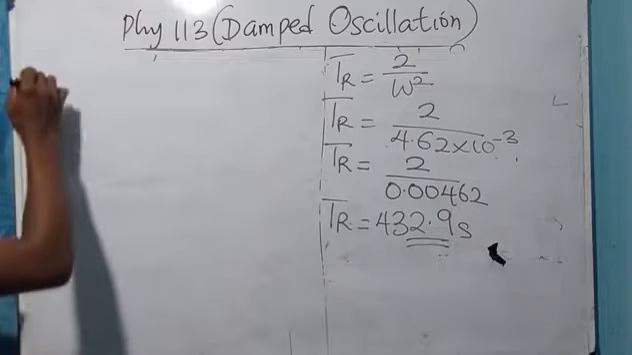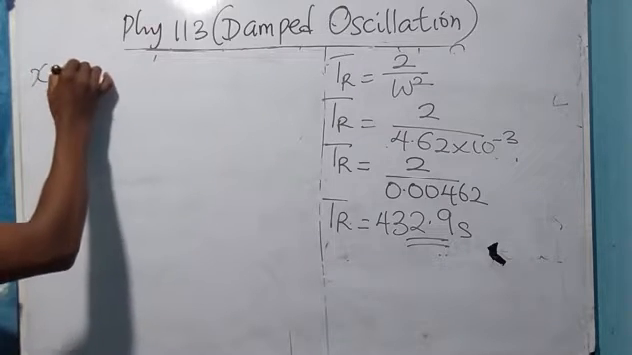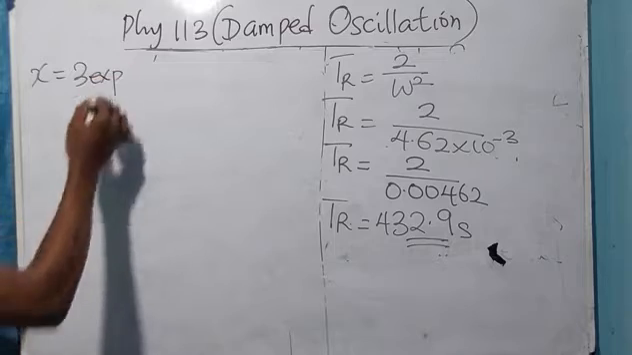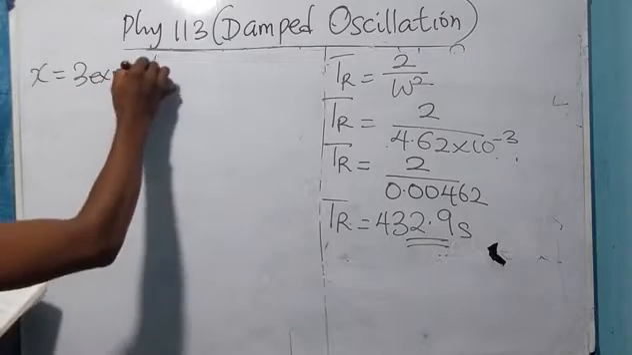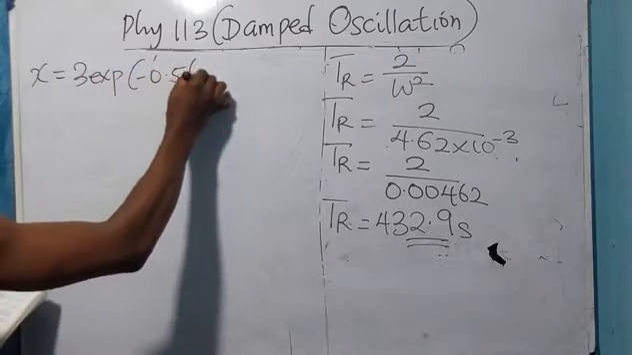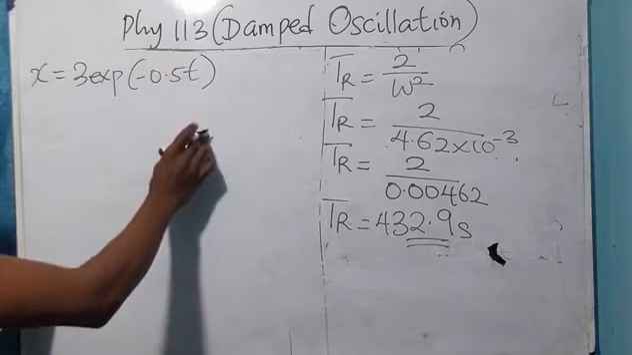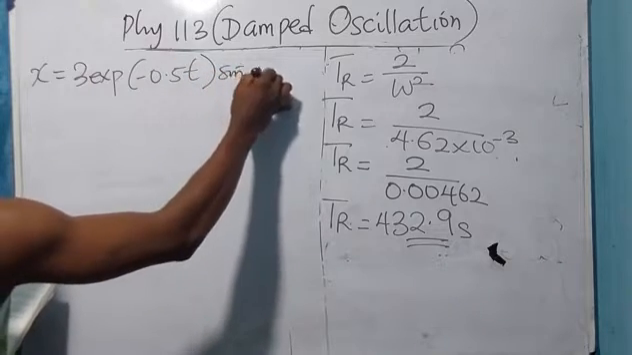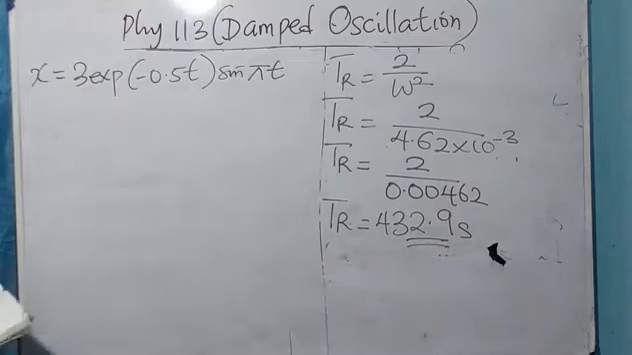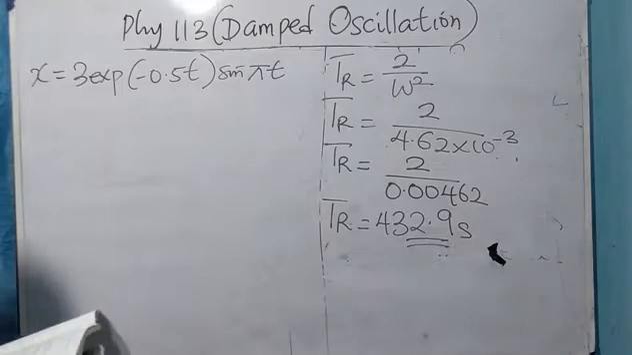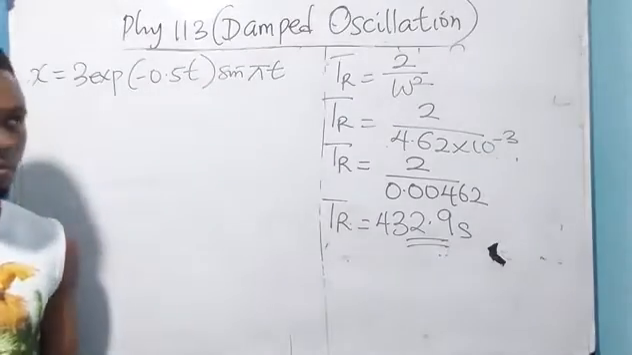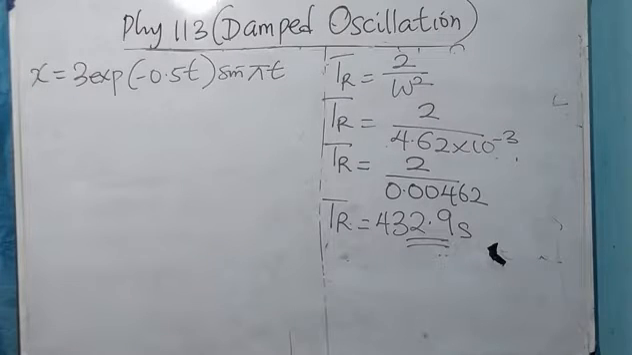The displacement is given by x equals 3 exponent minus 0.5t sine pi t. He said calculate the particle velocity. Now whenever you see a question like this, what do you do? You write out your formula.